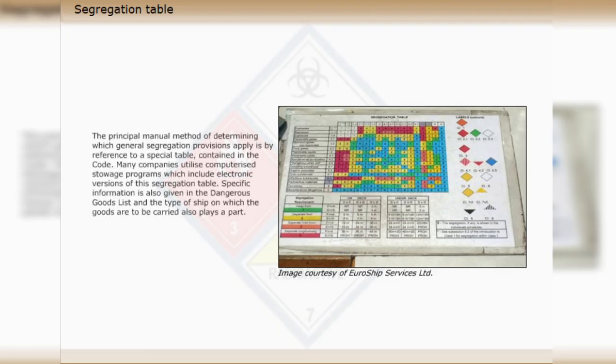The principal manual method of determining which general segregation provisions apply is by reference to a special table contained in the code. Many companies utilize computerized stowage programs, which include electronic versions of this segregation table. Specific information is also given in the dangerous goods list, and the type of ship on which the goods are to be carried also plays a part. Click on the button below to see the table.